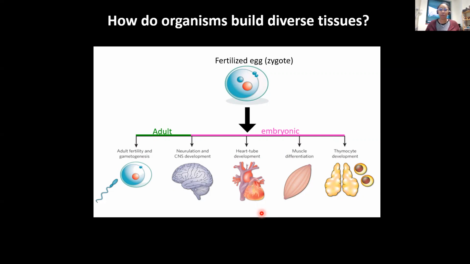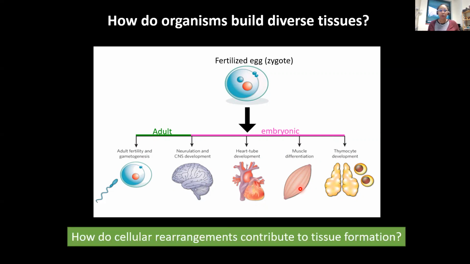And so the same is true of tissues. And so your brain looks very different from your skeletal muscle, for example, right? And in order to get these different tissue types, cells must actually rearrange and reorganize as they're dividing in order to create these different tissue types. And so I am really interested in how these cellular rearrangements actually contribute to how tissues are formed.